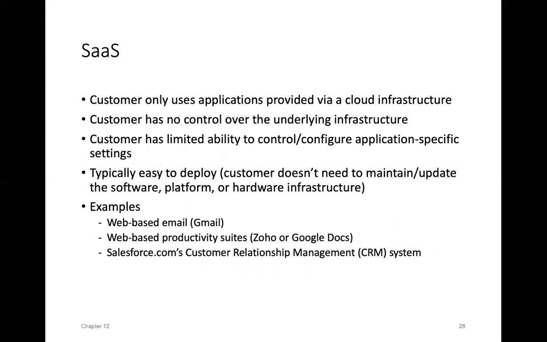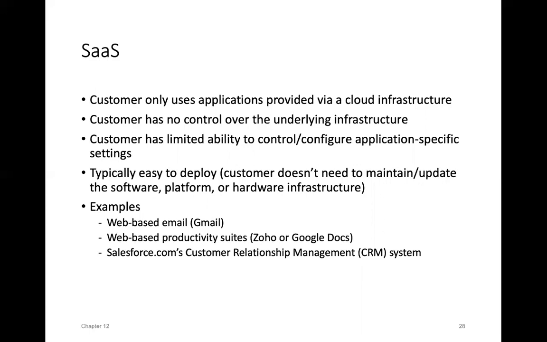And then SaaS, software as a service, you are using applications provided by the cloud infrastructure. You don't have, again, any control over the underlying infrastructure. You only have limited control for configuring your application-specific settings. You don't have to do anything as a customer. It's probably the easiest environment to deploy from a customer's perspective, because you don't have to worry about hardware infrastructure, platform, or software. You're just literally using the services that are provided by the cloud computing resource provider. And there we have some examples like Gmail or Google Docs and so on and so forth.